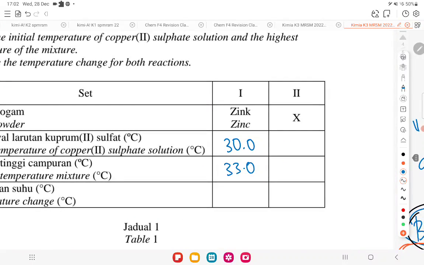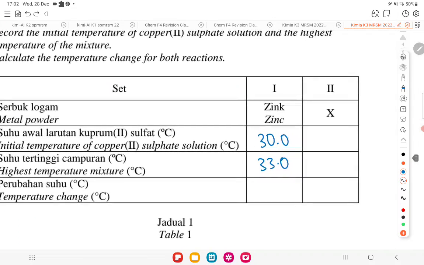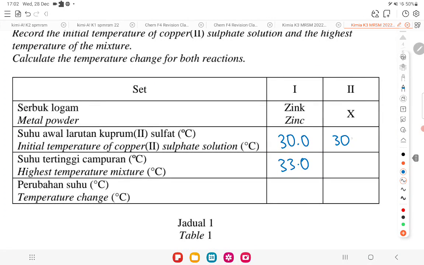So let's say I get 33.0, that is the highest temperature. Same thing, I repeat for experiment number 2. Let's say the initial temperature is 30. Remember to put 30.0. Always need to put 1 decimal point. So the highest temperature, if I measure, I get 35.0. All these values, don't memorize. You have to do the experiment and get it yourself.